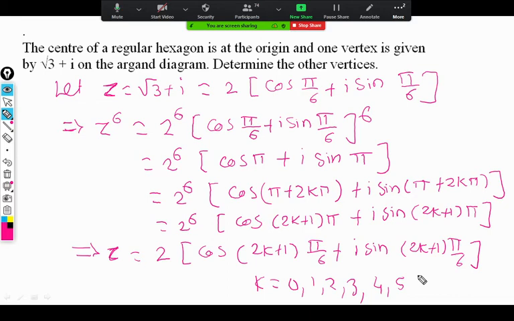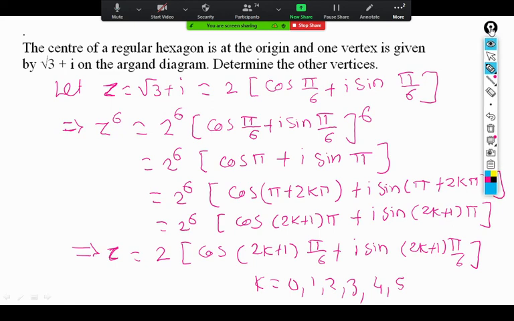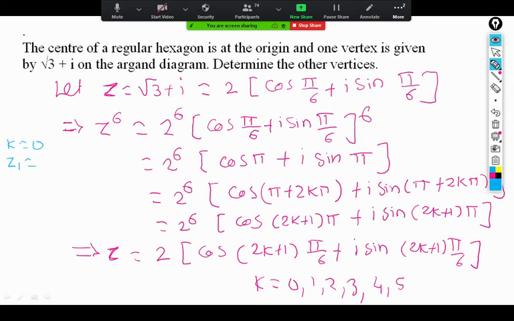So let me try this. First, I will write k equal to 0 here. So I will write z1, the 2 as it is, cos pi by 6 plus i sine pi by 6. Okay, so I will write here cis pi by 6, in short, the cos pi by 6 plus i sine pi by 6, and when you simplify you get root 3 plus i, that is the first z1.